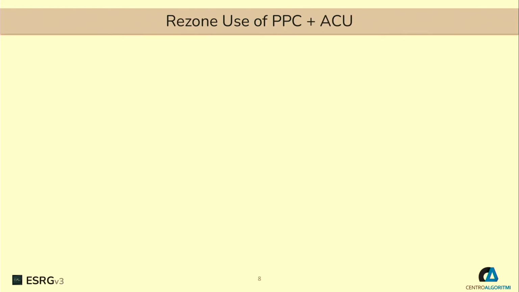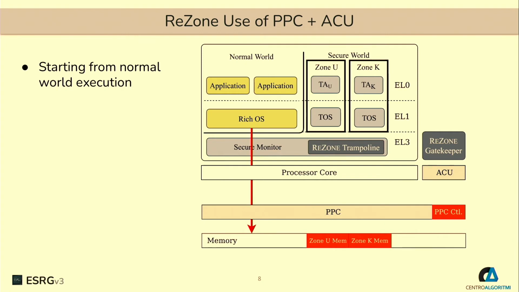Let's take a quick look at how the PPC and the ACU are used together. Keep in mind that these are not the full details, just a simplified version. So, starting from normal world execution, the normal world accesses normal memory, and it is prevented by TrustZone, as in typical systems, from accessing the secure world.